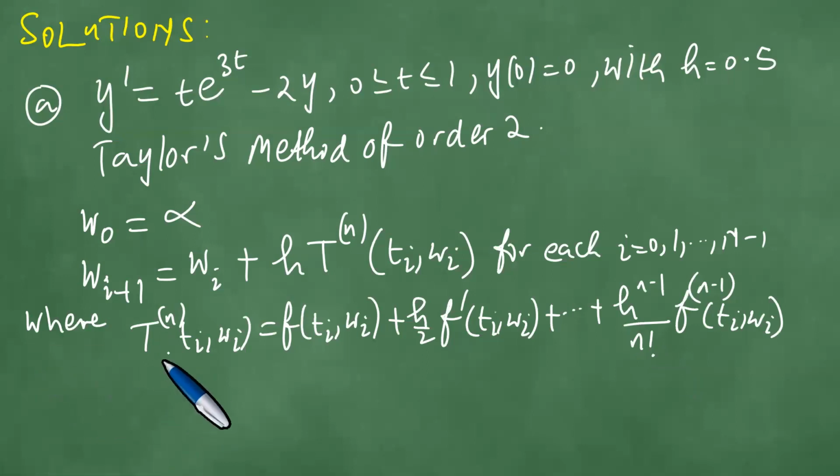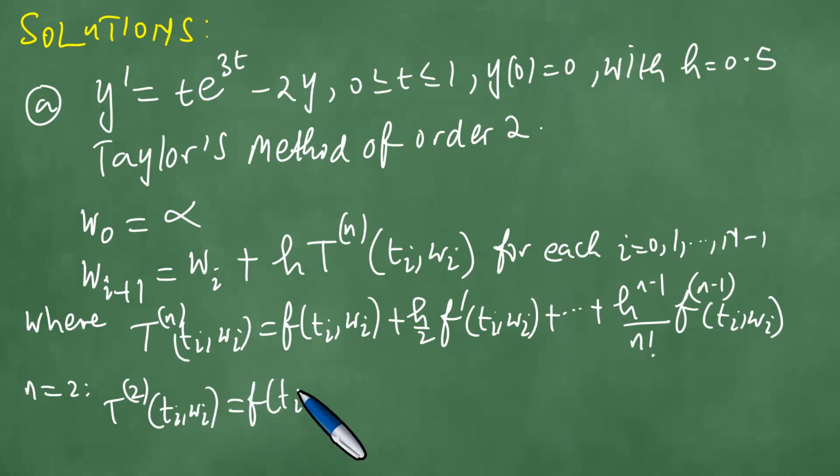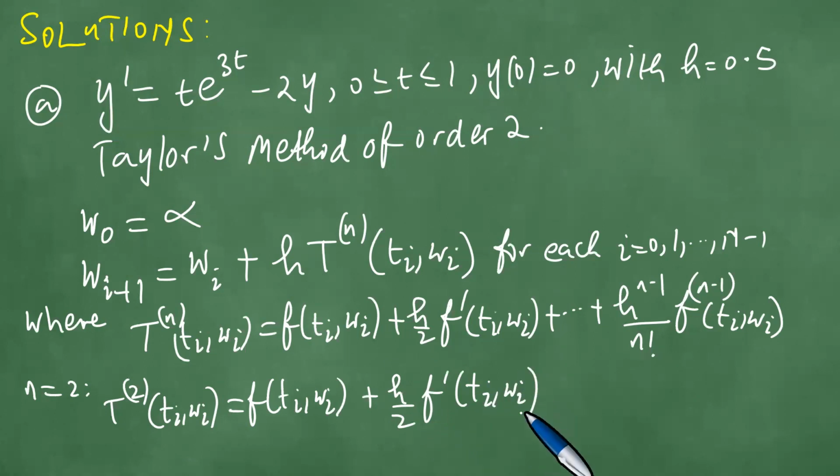Right, and then we shall just replace n by 2 here. So if we replace n by 2, that means T2 of ti, wi, which is f(ti, wi) plus... okay, this is 2, which means it's easier because 2 has fewer terms. Obviously, if n is 2, then 2 minus 1 is 1, so you're going to stop at 1. You're going to stop here.